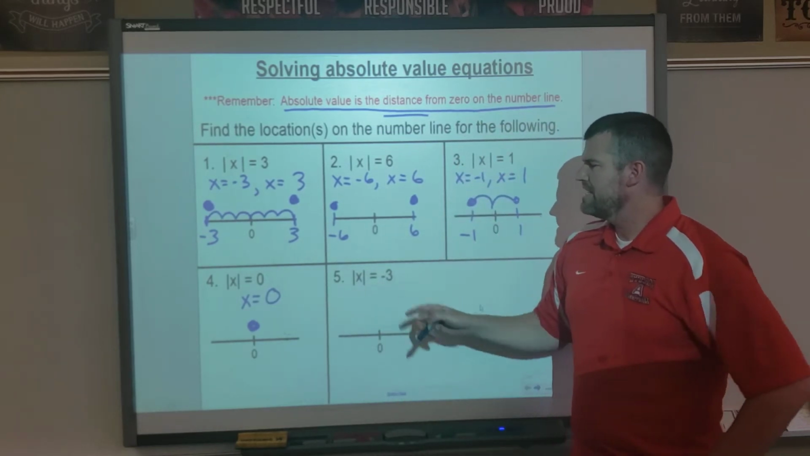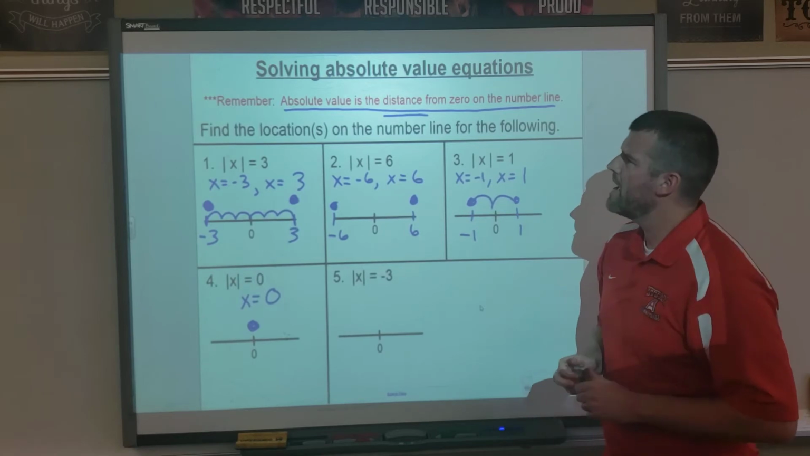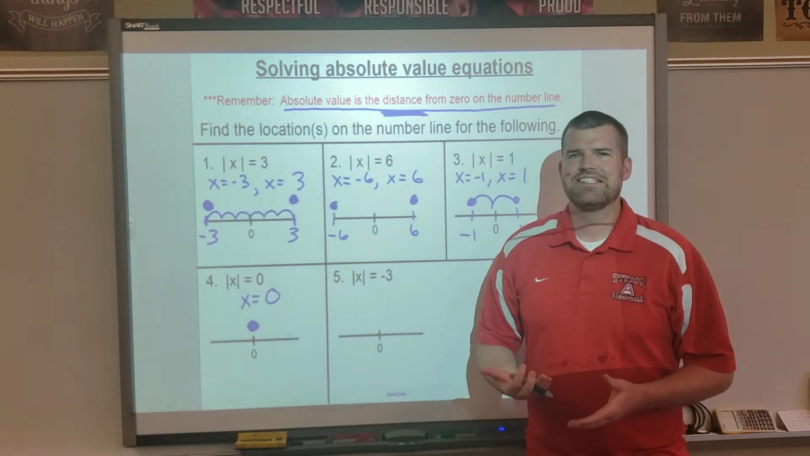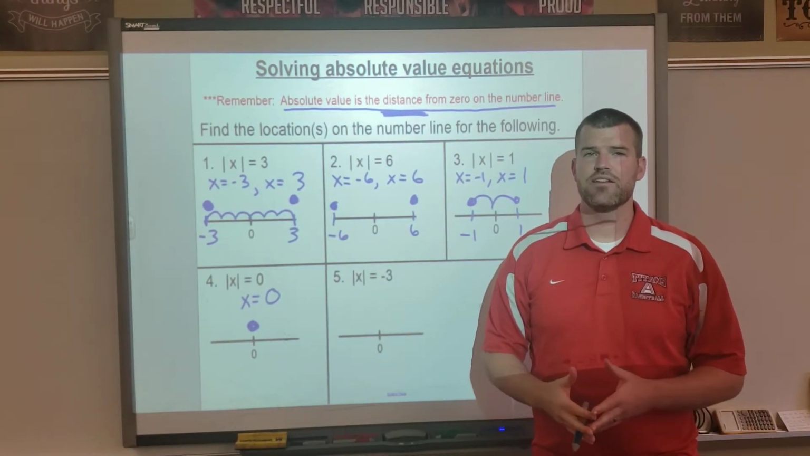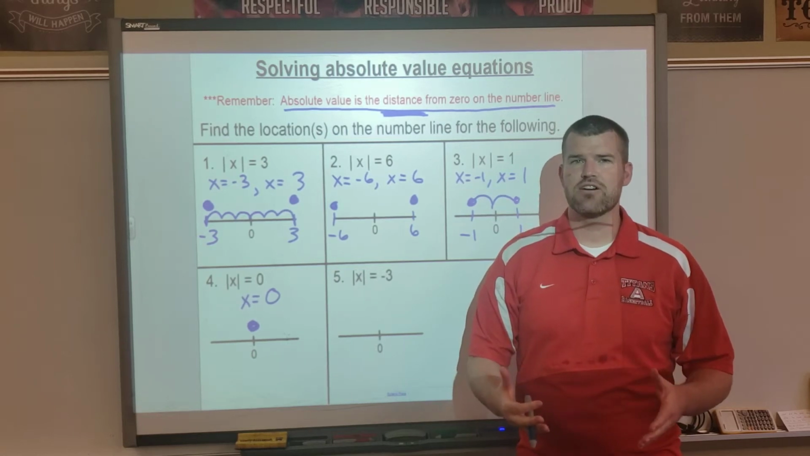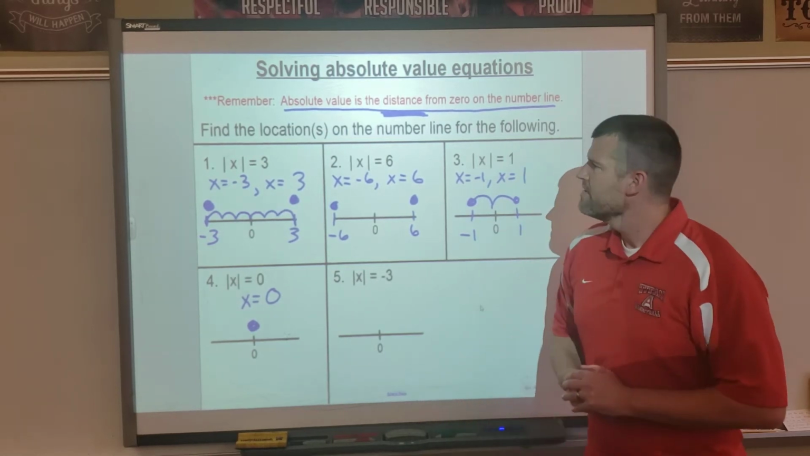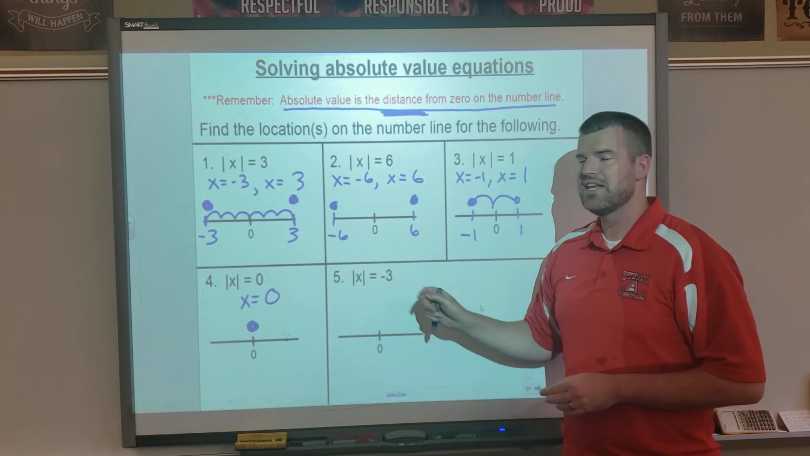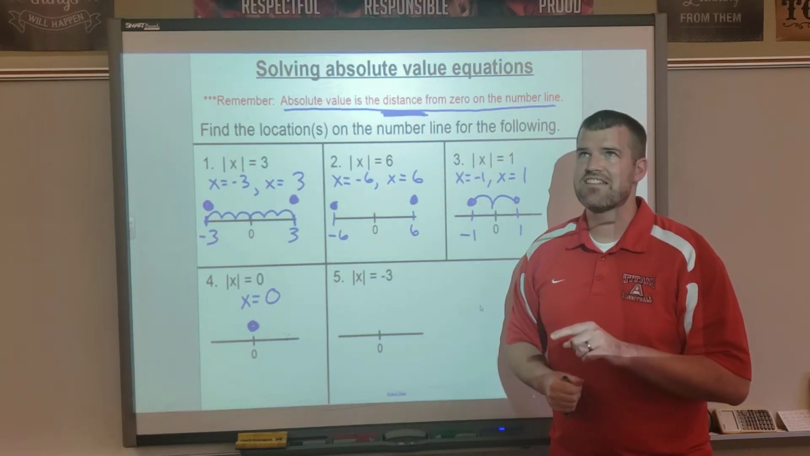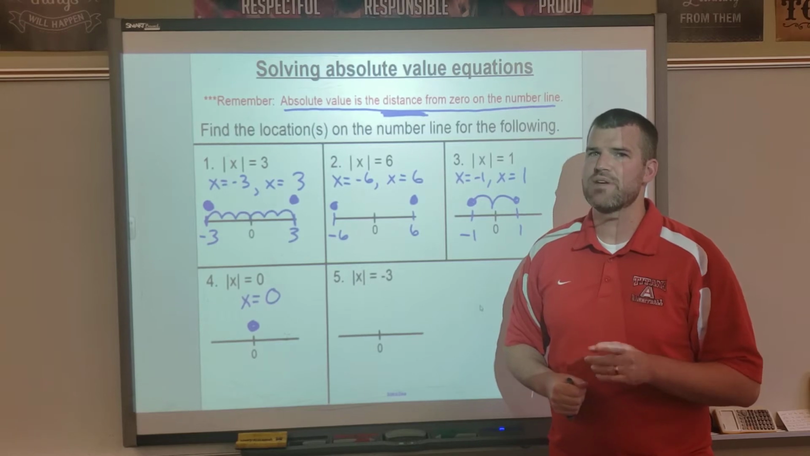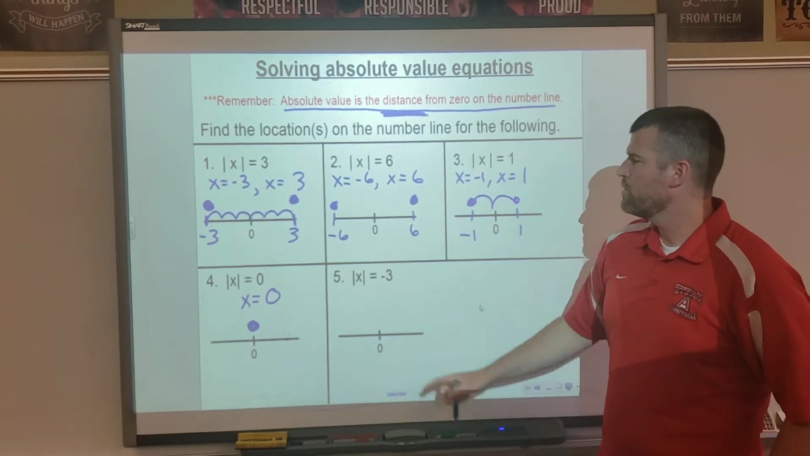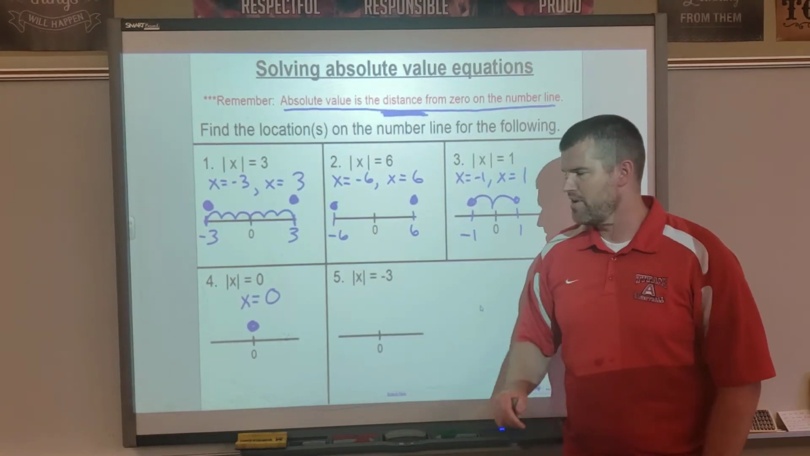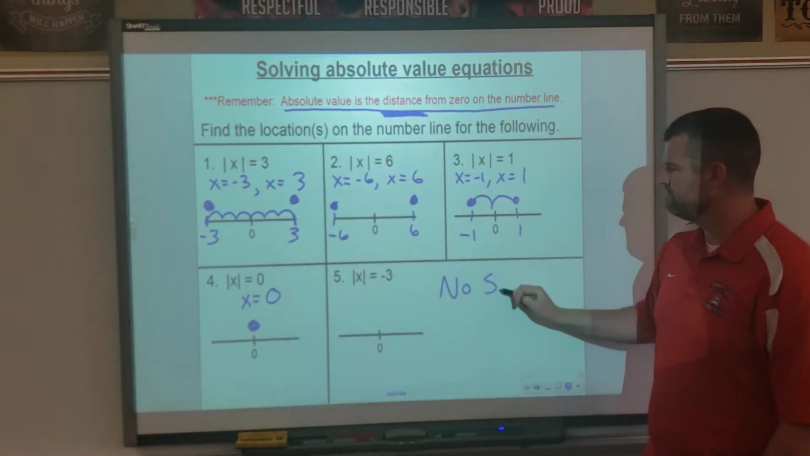Now, what if our absolute value is negative? So let's think about it. Absolute value is distance from 0. And yesterday we talked about distance never being negative, right? I'm not going to go on a walk for negative 100 yards, right? We're going to go 100 yards. So if distance is always positive, when will our distance be negative 3? Well, if our distance is positive, when will our distance be a negative? Never! So we cannot have an absolute value or a distance that is equal to a negative number. So this would be no solution.